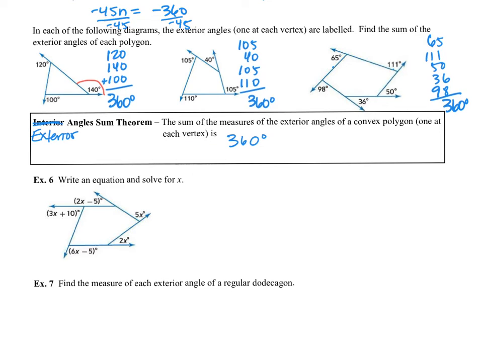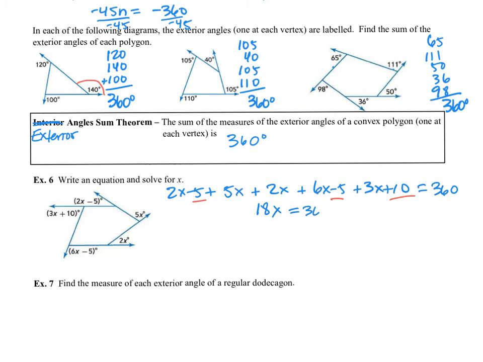So I'm just going to start with one angle. I'm going to start with the 2x minus 5, plus the next exterior angle, plus 5x, plus 2x, plus 6x minus 5, plus 3x plus 10. I think I have all of them. And when I total those together, that's going to total 360 degrees. All right, so gathering like terms, I end up with 18x, and the constant terms, negative 5 and positive 10, zero out. So we get 18x is equal to 360. Divide both sides by 18, and x is 20.